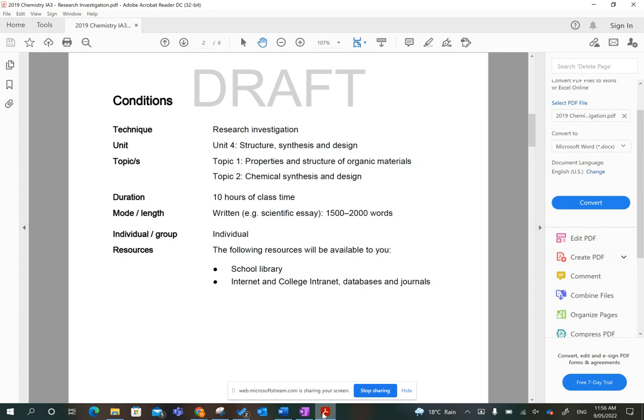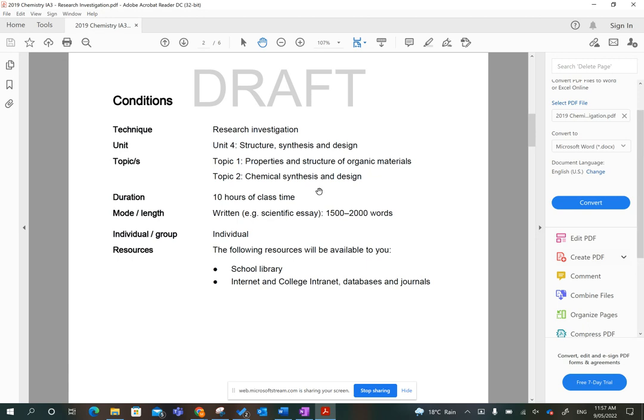Conditions in year 11 and 12 are exactly the same for this one. Obviously, it will be a different unit and different topic, but you will all be given 10 hours of class time. The mode or the response needs to be a written scientific essay of no more than 2,000 words. Please do not go over 2,000 words. It's really important that you stay within the word limit, because if your work gets sent off to confirmation and it is over 2,000 words, they will not allow your grade to go through. So you must stick under 2,000 words.